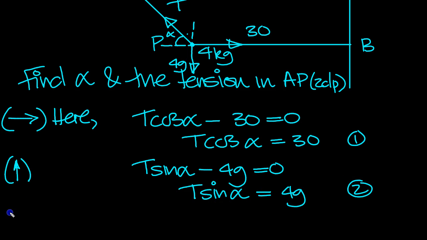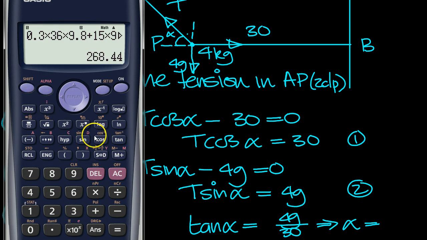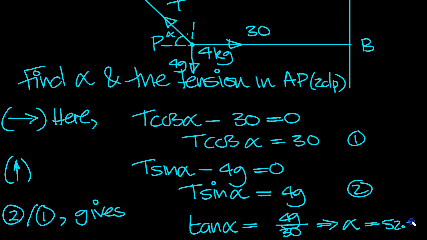So divide one by the other, so let's do 2 divided by 1, and the T's will cancel, and we'll simply be left with sine over cos, which is tan alpha. And that's equal to 4G, this value, over the 30. So let's tap that in the calculator then to find alpha. So it'll be shift tan of 4G, 4 times the 9.8, divided by 30 equals 52.57 degrees to 2 decimal places. 52.57 degrees.